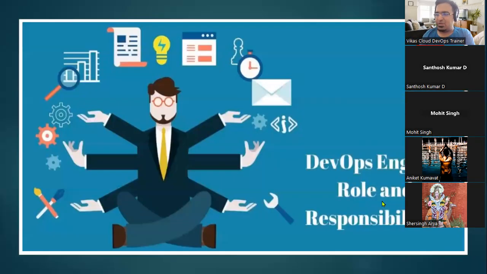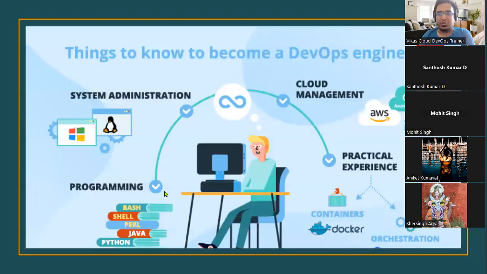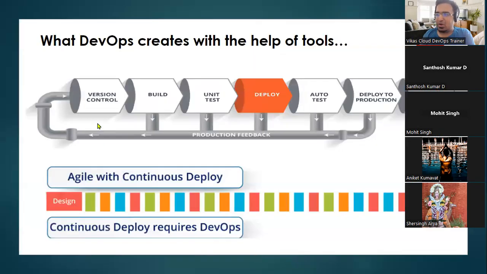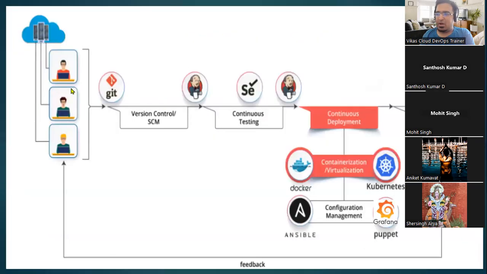I will explain what a DevOps engineer's roles and responsibilities are, what a DevOps engineer is supposed to do, and what activities a DevOps engineer has to be good at. I will explain it in the next class. How the DevOps cycle looks, how the flow of DevOps looks.